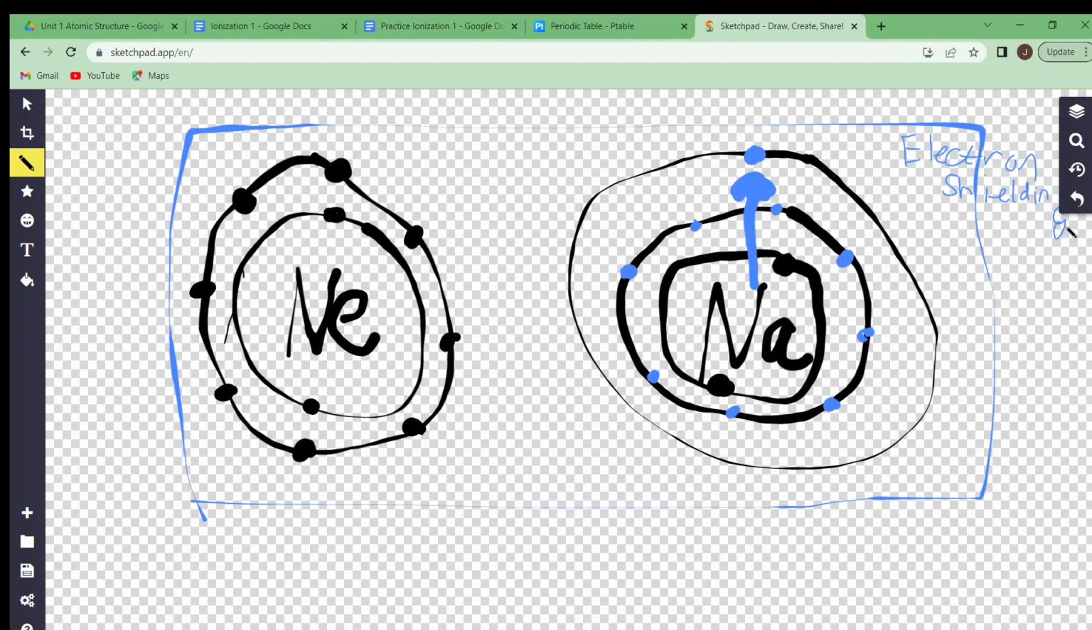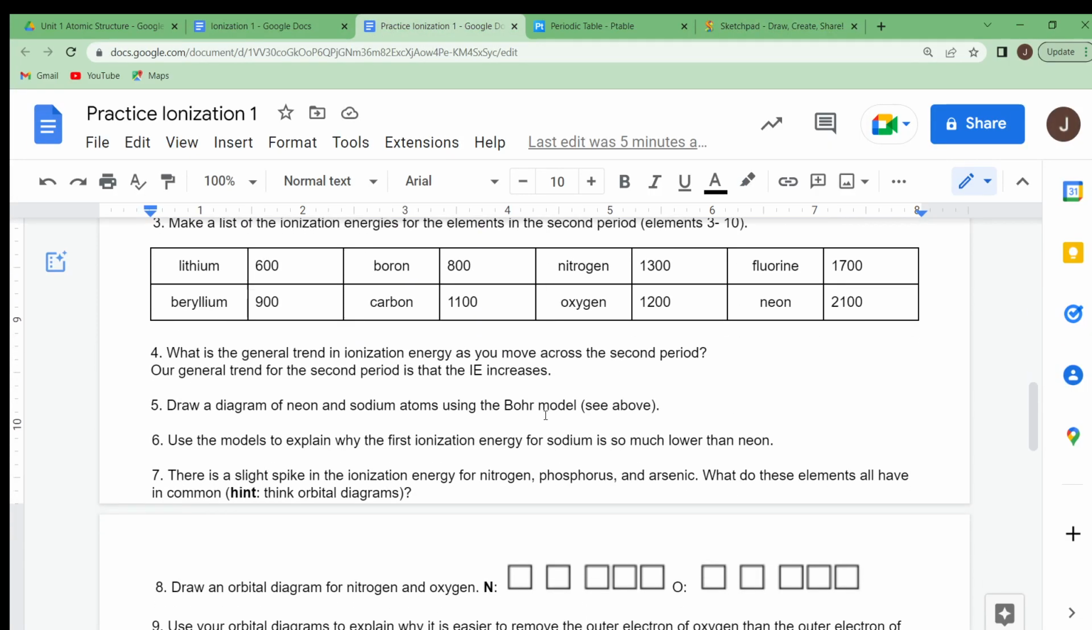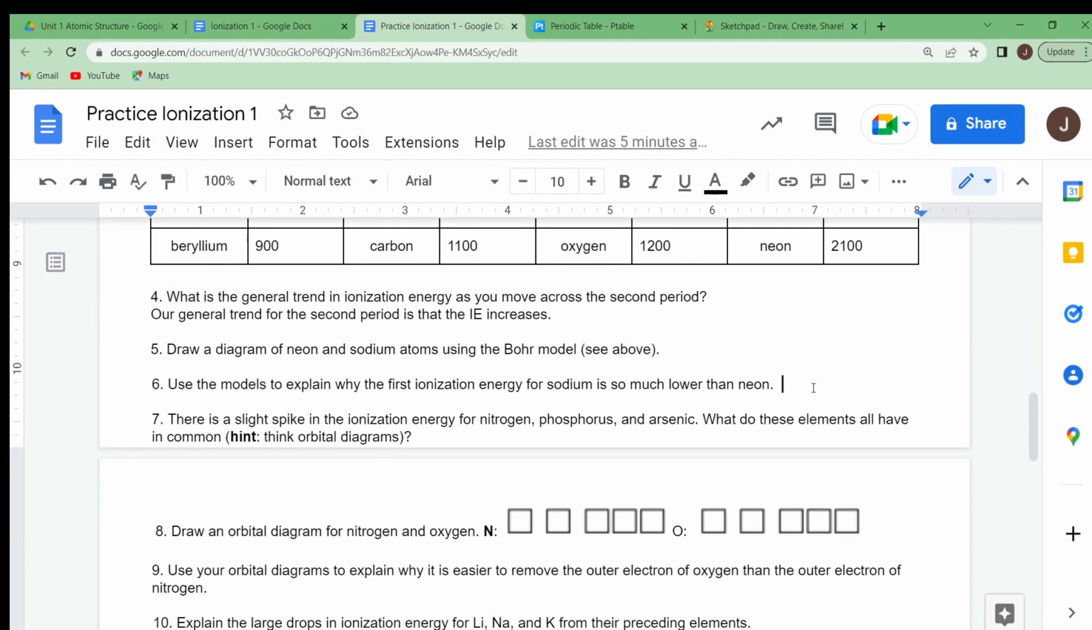And then the other thing that's going to affect it is the fact that sodium's going to be a little bit larger. And it's going to be a little bit larger, more so because this outer level also has to go around those 2 inner levels. And because it's so much larger, it's going to be easier for us to take that newest electron from it. So that's what we want to put in our answer here.